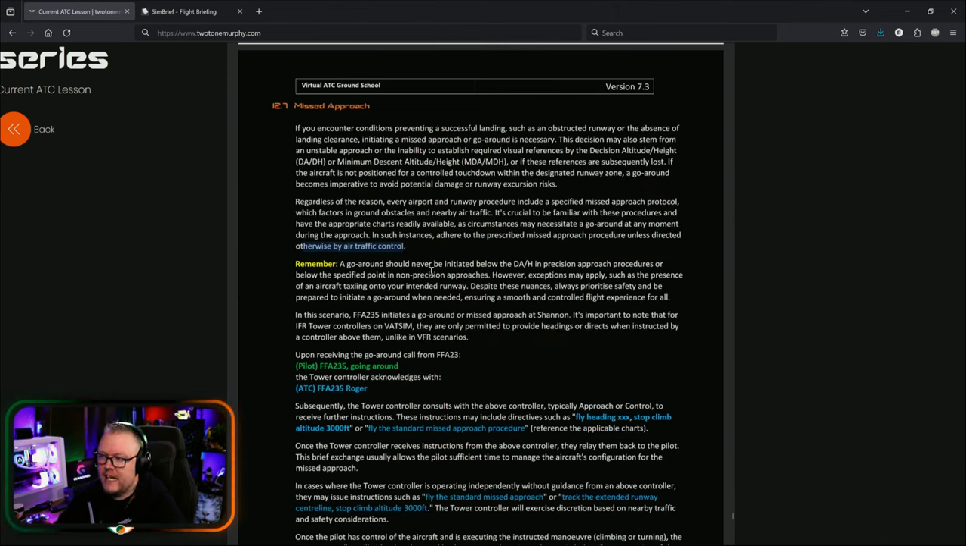A go-around should never be initiated below your decision height in precision approach procedures or below the specified point in non-precision approaches. However, exceptions may apply, such as the presence of an aircraft taxiing onto your intended runway. As in, last second, I'm going around. The idea is you would call your missed approach long before you're just about to touch down. It's only in a catastrophic emergency that you need to deal with something else, right? So that's what I mean by that.